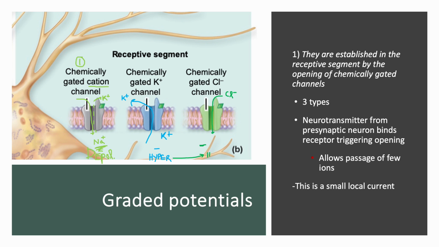Meaning we move further away from threshold. We're less likely to trigger an action potential. With these chemically gated cation channels, we are depolarizing the cell. We're becoming more positive, right? So we're moving from negative 70 and becoming less negative. And if we hit that negative 55, then that is our threshold and we will have an action potential.